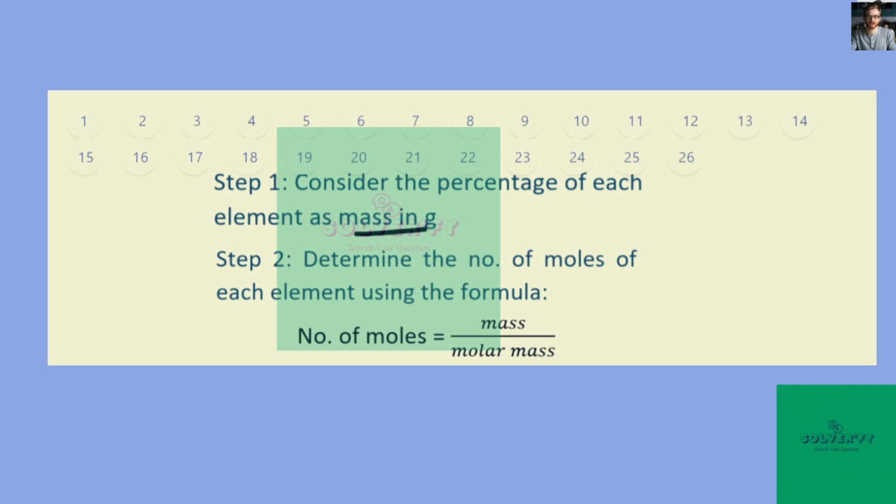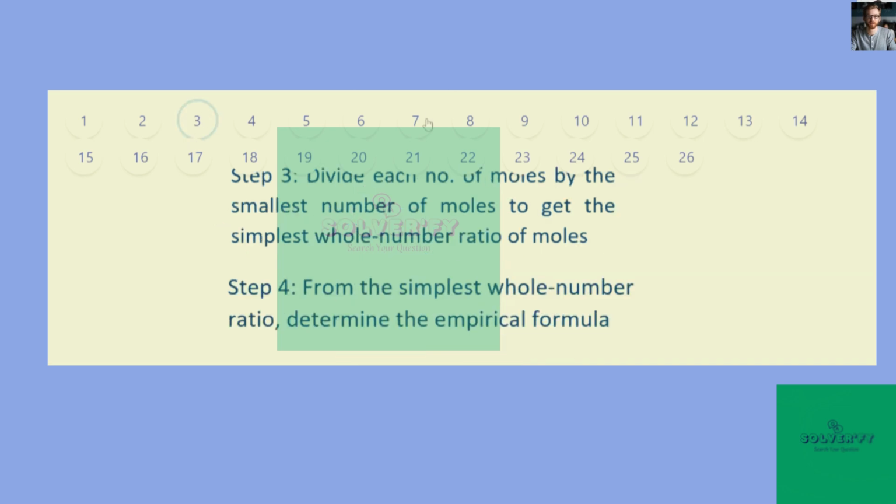And then we will determine the number of moles of each element using the formula where number of moles is equal to mass over molar mass. So first we will consider the percentage of each element as mass, and then we will put this mass over the molar mass of this element to find the number of moles of that element. Then we will divide each number of moles by the smallest number of moles we have, to get the simplest whole number ratio of the moles.